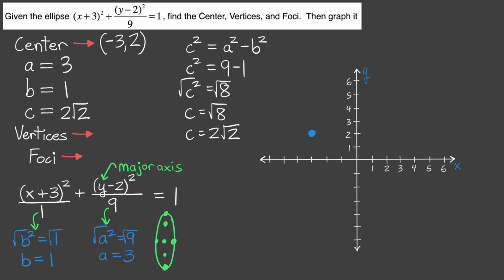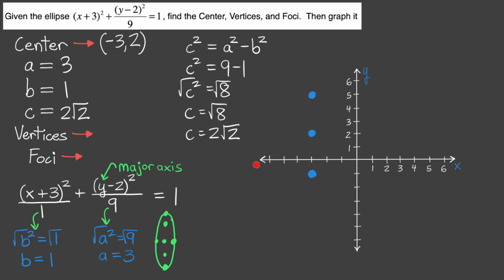So that means our vertex is going to be this point, so we're going to go up and down to get to the vertices. So A is 3, so we're going to go up 3, so 1, 2, 3, that takes us here to 5. So therefore one of our vertices is this point, and we go down 3 from the center, so 1, 2, 3. So our other vertex is right there.